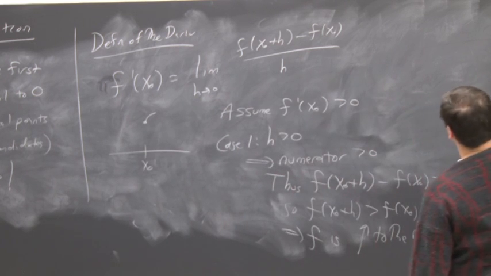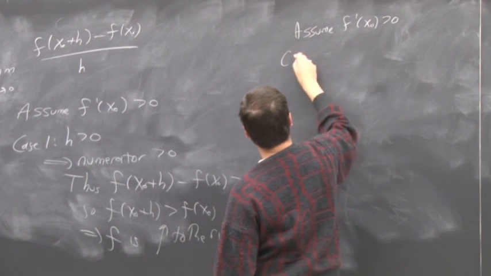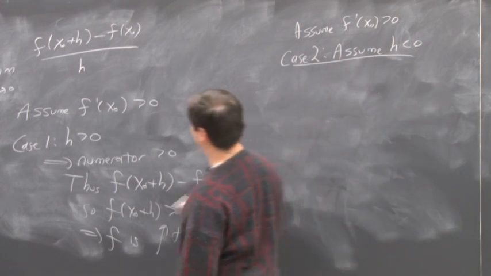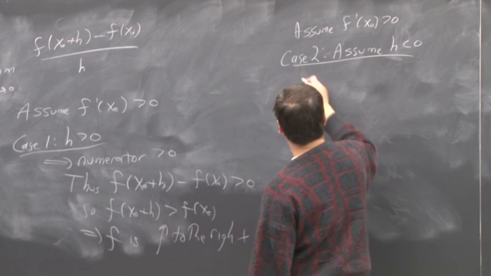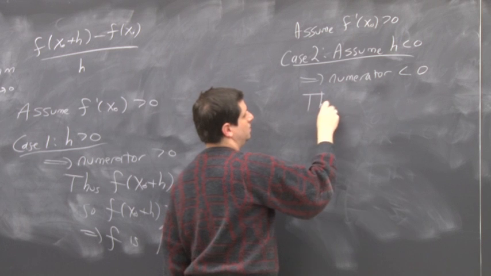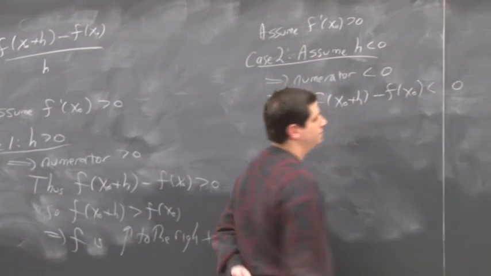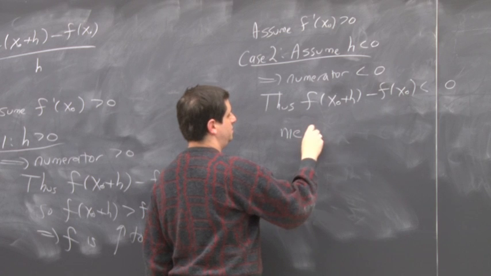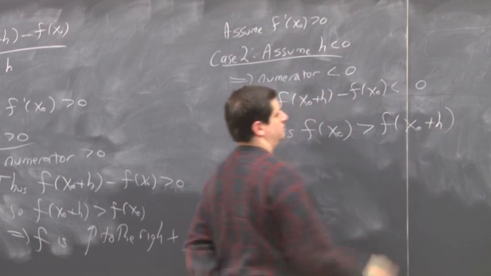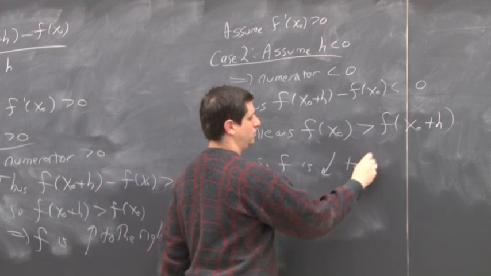Let's look at what happens if the first derivative is positive. So same case, assume f prime of x naught is greater than 0. But now, case 2, assume h is less than 0. So we've traveled a little bit to the left. We've moved backwards. So now, in this case, the numerator is less than 0. Thus, f of x naught plus h minus f of x naught is less than 0. This means f of x naught is greater than f of x naught plus h. So f is decreasing to the left.